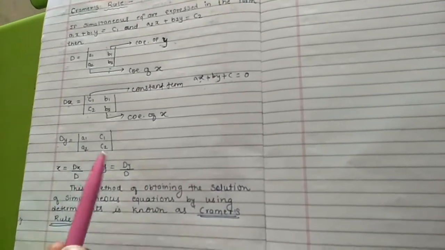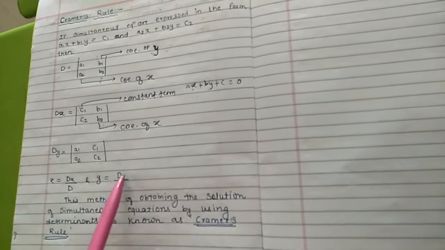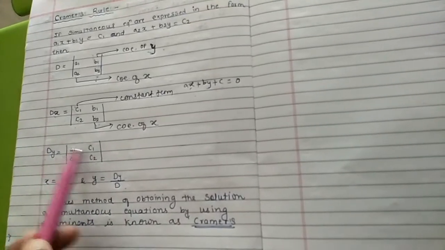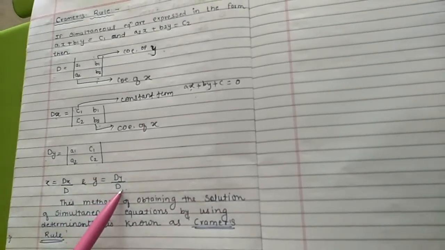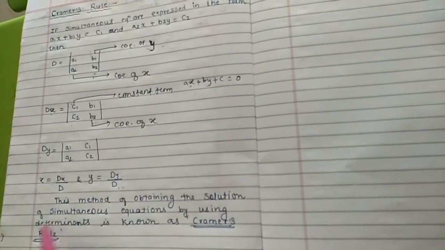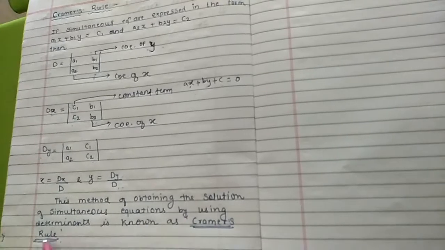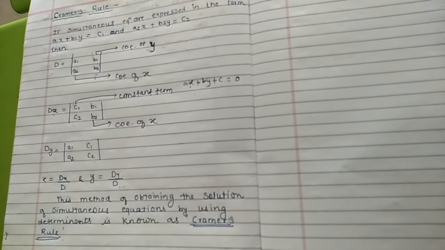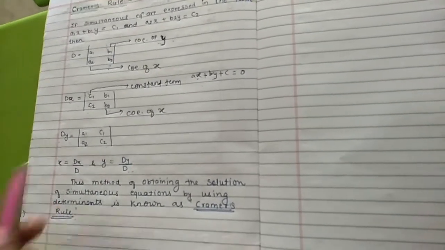So the y variable, how are we going to find out the value of the y variable? By dividing Dy by D. It means whatever answer we get for Dy, we divide that by the determinant D value. This method of obtaining the solution of simultaneous equations by using determinants is known as Cramer's rule. So here this rule is called Cramer's rule.